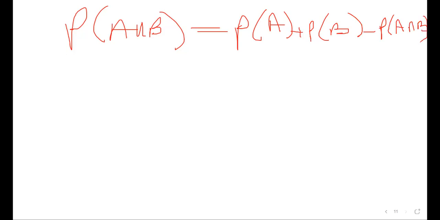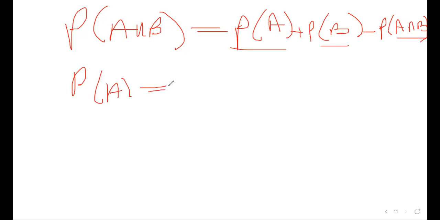So this is the formula to go for the probability of A union B. So you have the probability of A plus the probability of B minus the probability of A intersection B. You remove the intersection because it's duplicating what you have.